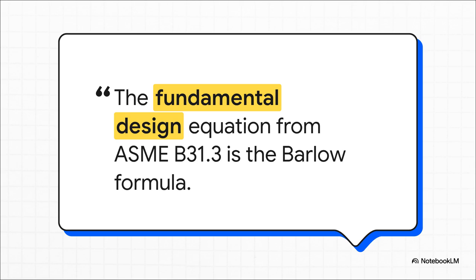The fundamental design equation from the ASME B31.3 process piping code is known as the Barlow formula. It calculates the absolute minimum wall thickness for a pipe based on internal pressure, diameter, and the material's stress rating. This isn't just some academic equation. It literally encodes decades of failure experience into mandatory safety law.